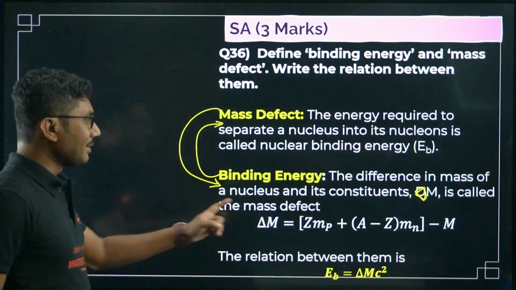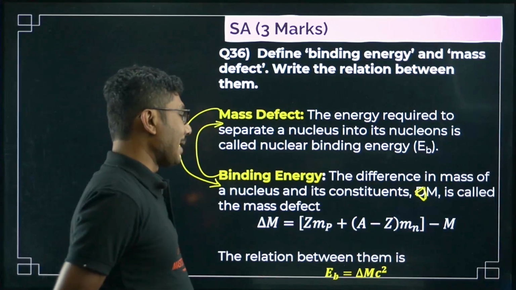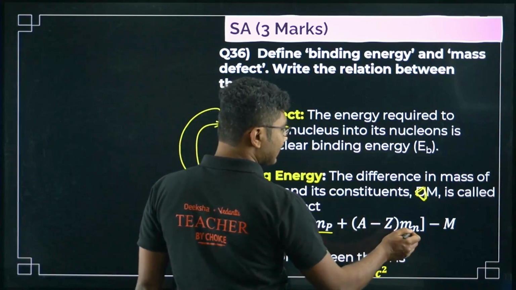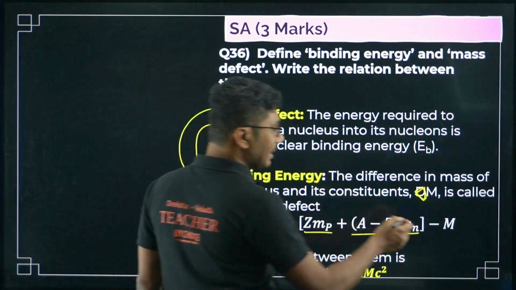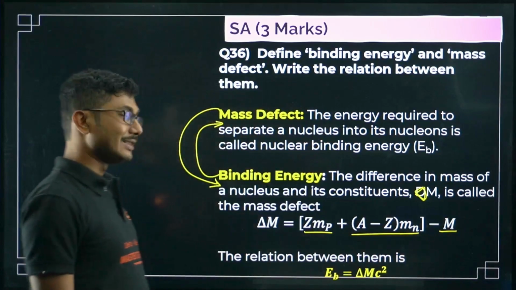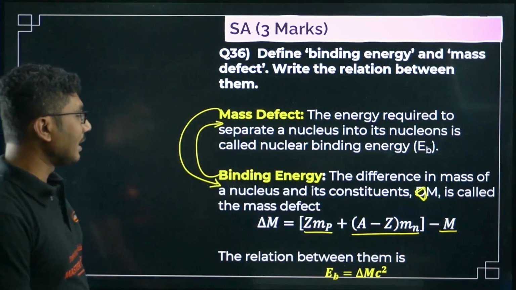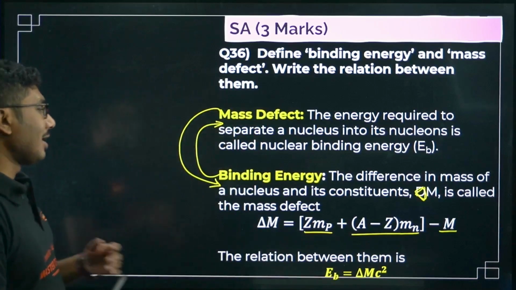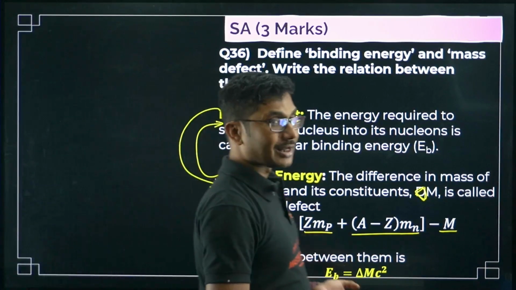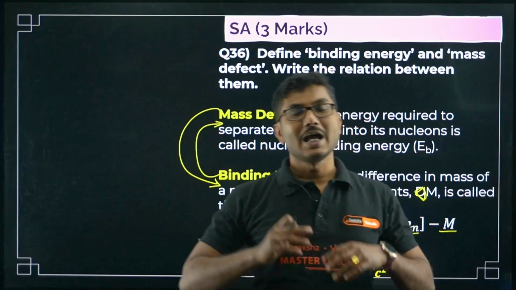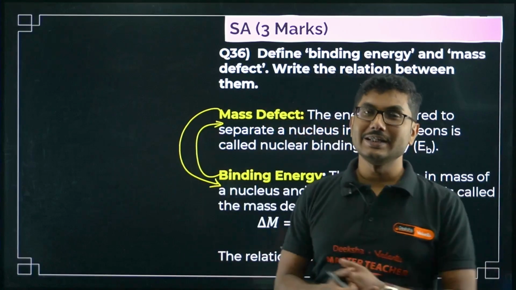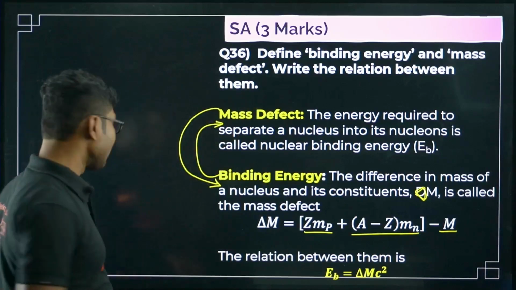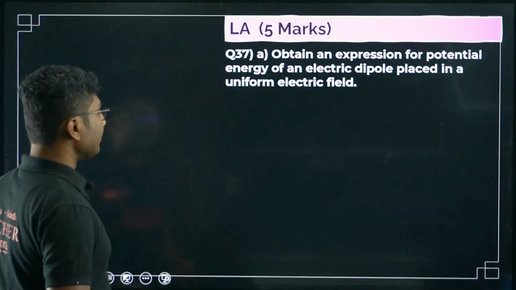Now delta m is given by Z mp plus (A minus Z) Mn minus m. So Z mp is the mass of the protons, (A minus Z) into Mn is the mass of the neutrons, m is the mass of the nucleus itself. Okay, the relationship between them is Eb equals delta m c square. So they are obviously related, binding energy and mass defect. Whatever mass defect is there, if you convert that mass defect into energy, that gives you the binding energy, and if you divide it by the number of nucleons, you get binding energy per nucleon.